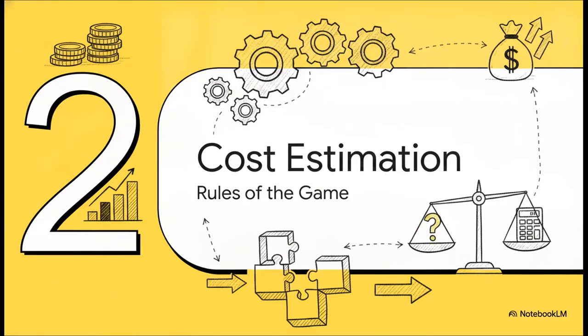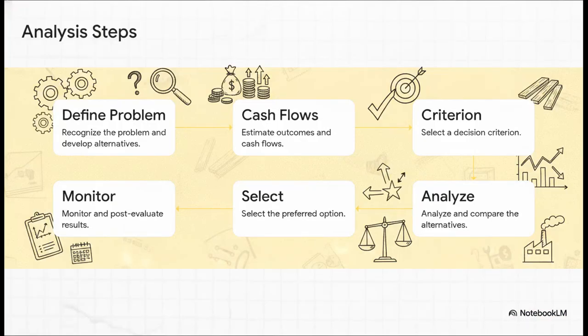Moving right along to section 2, the rules of cost estimation. Because let's be honest, before calculating any returns, we absolutely have to know what a project is going to cost. You can't evaluate an investment if the underlying numbers are just pure guesswork. Getting those costs right requires some serious structure. You have to systematically recognize the problem, develop your alternatives, and pinpoint those cash flows. Following these core steps of engineering economic analysis ensures we don't miss a thing, capturing every single direct cost, labor hour, and overhead expense.